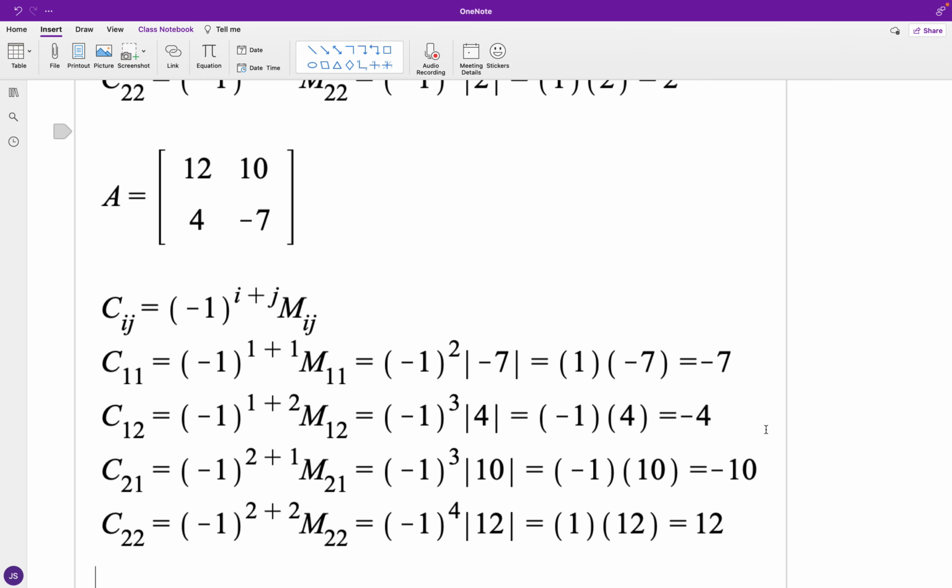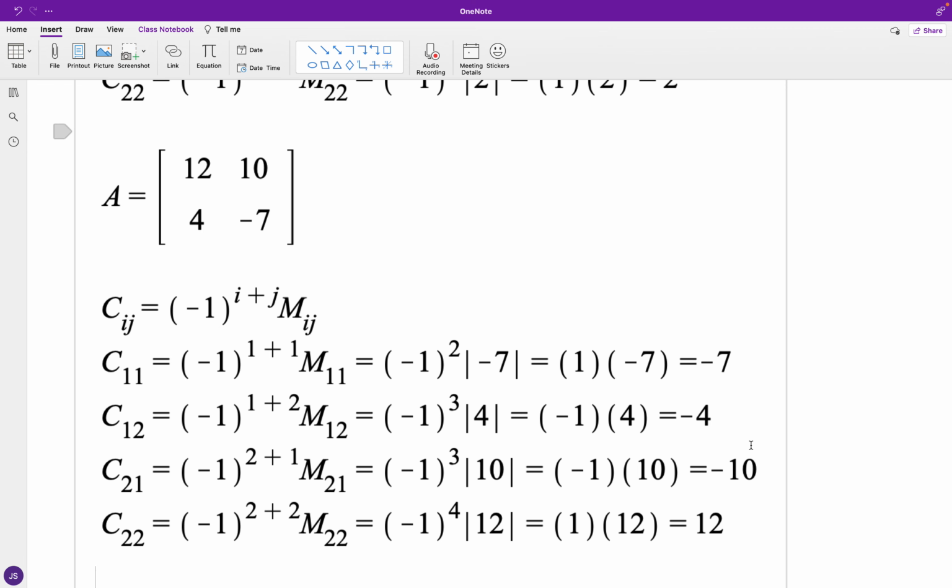And for the second row, first column, for the cofactor value, and setting things up, now I've got negative 1 to the 2 plus 1, which is negative 1 cubed, or minus 1. And for the minor of the second row, first column, again, covering up the second row and the first column elements, I have 10 exposed. And negative 1 times 10 comes out to minus 10.